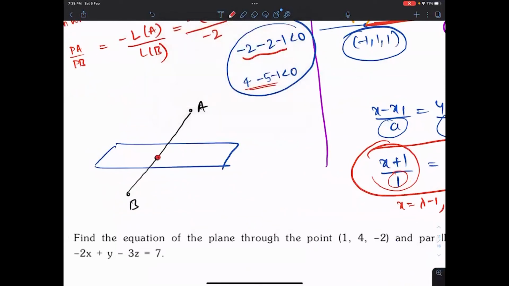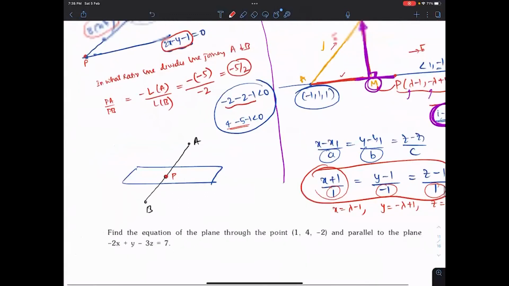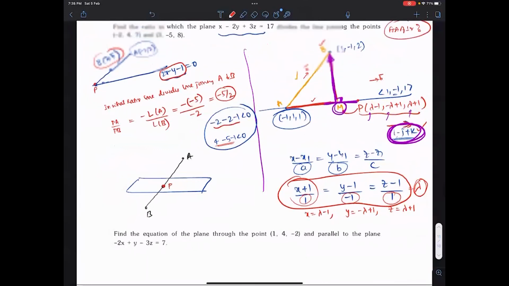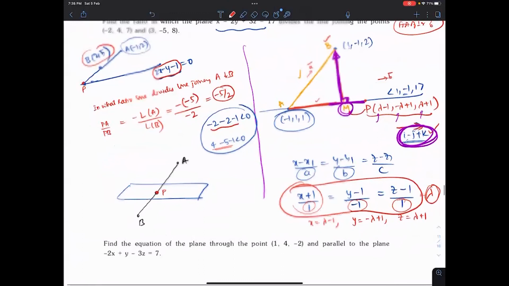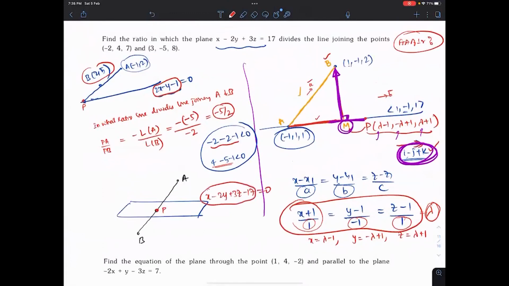If they're on the same side, you will extend, just like what we have done before. In what ratio does this plane divide a line? In this case, write the plane equation like an expression, bring everything to one side: 2y plus 3z minus 17. Let's call this plane, represented by pi.